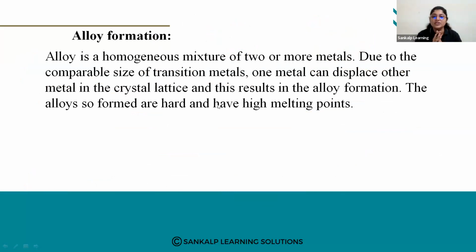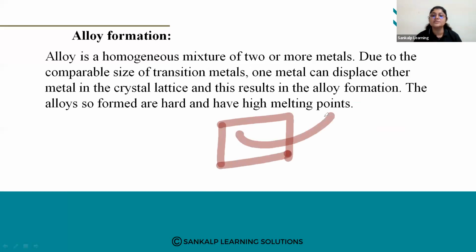When a uniform mixture forms between two or more metals, due to the comparable size of transition metals, one metal can displace another metal in the crystal lattice, and this results in alloy formation. So whenever you want to form an alloy, the elements which have similar size, one metal can be replaced by another, and this leads to the formation of the alloy.